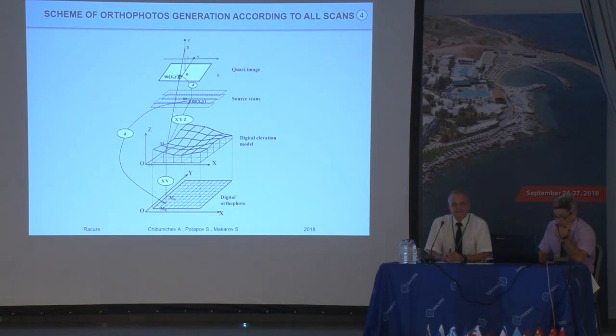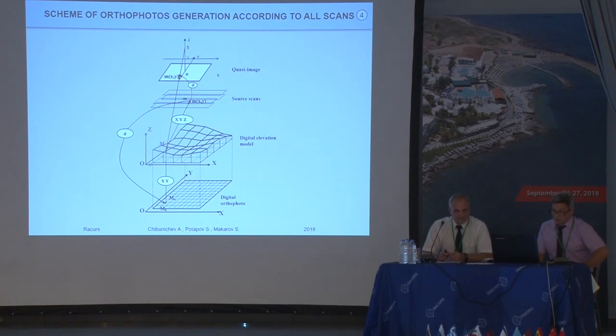Together with orthophoto, you can also generate an image from the central projection. For this, it's enough to have an arbitrary value for external orientation. For example, x0 equals y0, and f is a constant. And the centers of coordinates of the quasi centers can be used as zero. So, having generated this image, you can process it in any photogrammetric system.